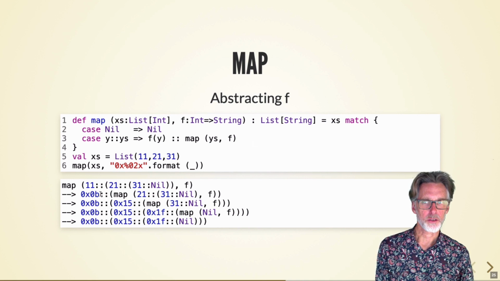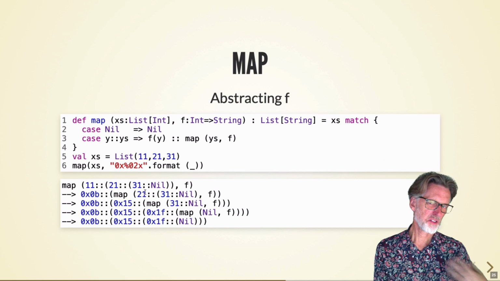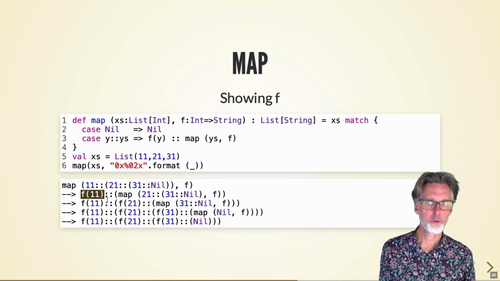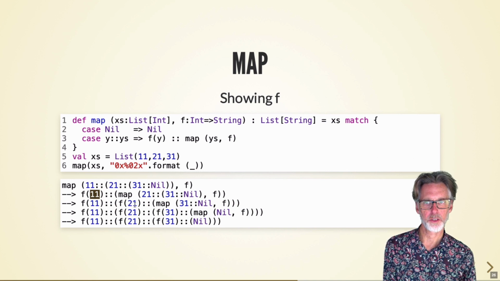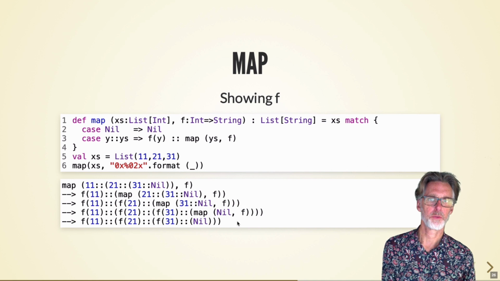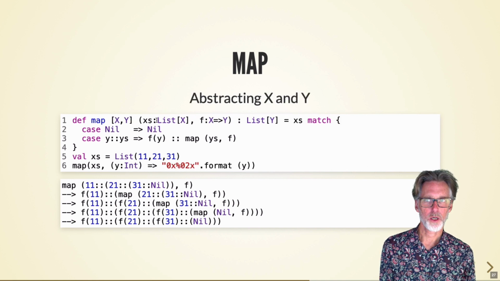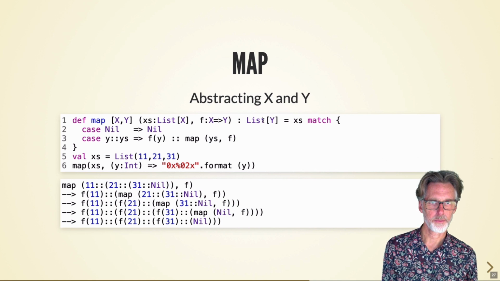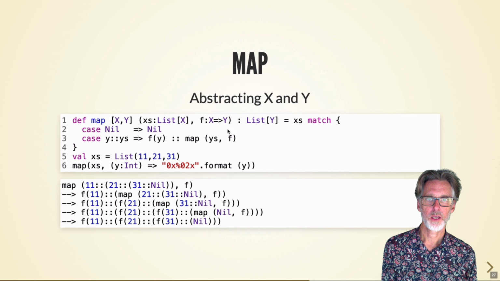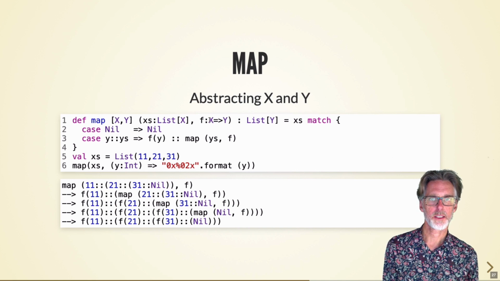Here I'm showing the result of the call to f. If I delay that in my printout just to show you what's happening, what you see here is that we're wrapping each argument of the original list in a call to f in the result. As before, we can abstract out the types in addition to the function. And here, the types are actually two different types. So we have the list type x, and then the result type, which is list of y. So what does the transformer function do? Well, it takes elements of type x into elements of type y.